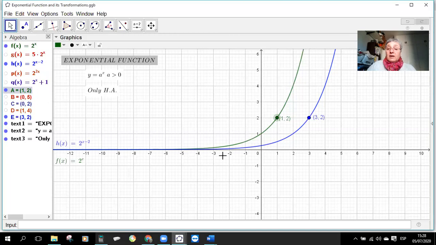Okay, so the horizontal asymptote is not going to be modified, but the y-intersection will be. Okay, the y-intersection will change. Here we have it at 1/4. Okay, let's move to the following one.